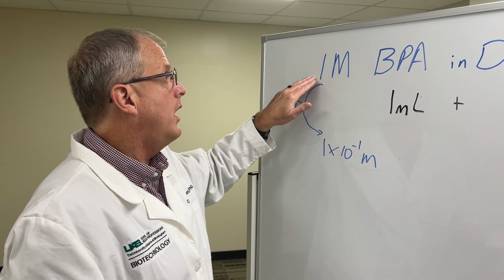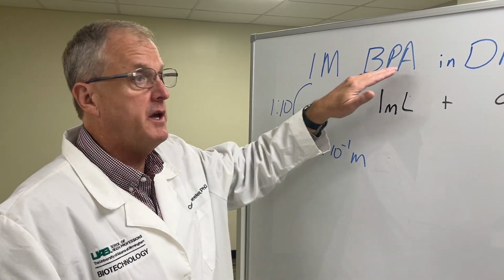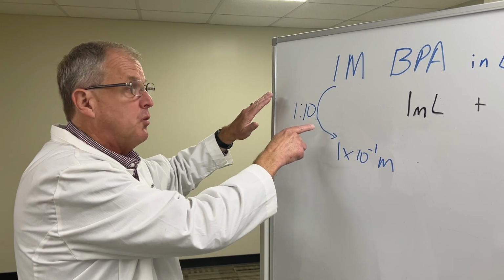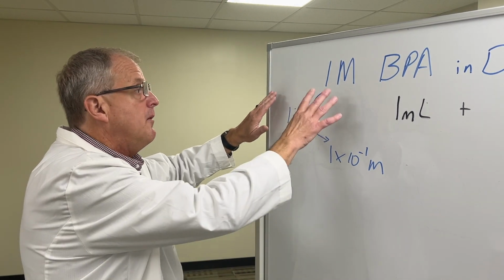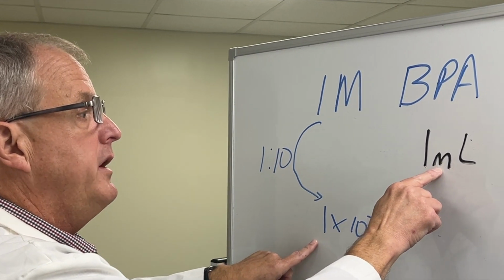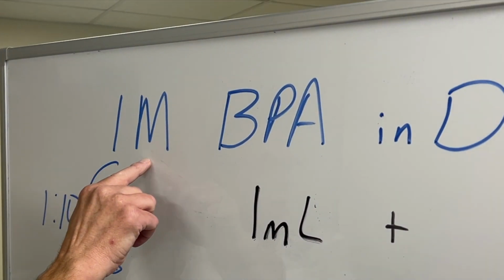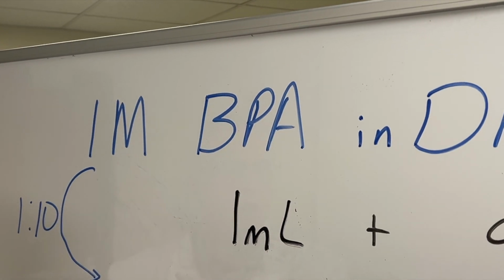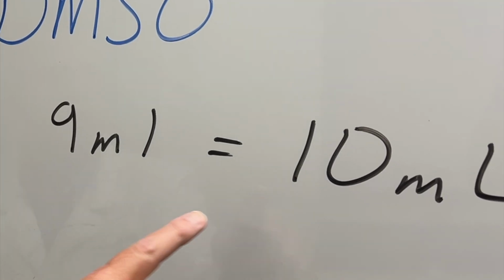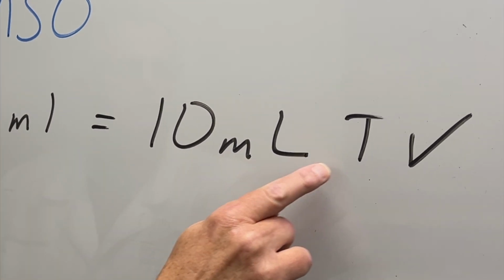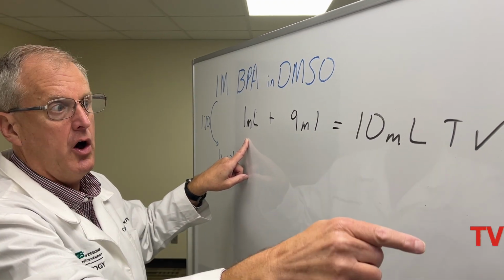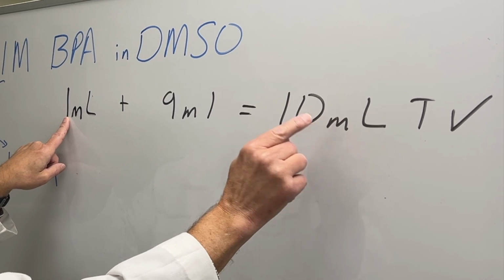So after we make a 1 molar stock solution of BPA and DMSO, we're going to want to do a 1 to 10 dilution as a serial dilution. We're going to continue this 1 to 10, 1 to 10, but we're going to talk about how we make our first 1 to 10 dilution, such that we'll take 1 milliliter of our 1 molar BPA stock, add it to 9 milliliters of DMSO with a total volume of 10 milliliters. That's what TV stands for. If you see any of my videos, you see TV, it means total volume. We're going to dilute it out so that the total volume is 10 mils.